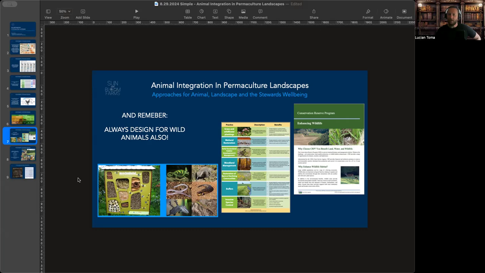So we need to understand those. There's so much literature on that. The Natural Resource Conservation Services from USDA have a lot. The Missouri Department of Conservation has a lot of booklets.